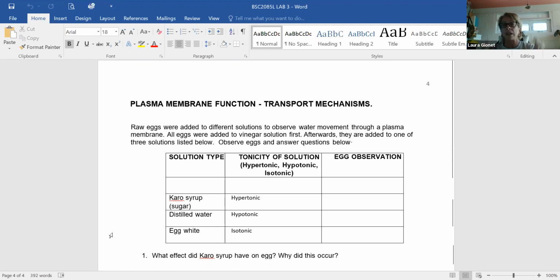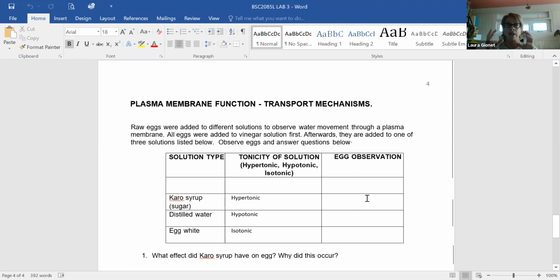And then you could go and look at the eggs. You go, oh, no kidding. That's right. That would look like that. Right. And I've identified for you which solutions were what kind of tonicity. That makes it easier. So the first one was a Karo syrup solution. This is a hypertonic solution. So what was the observation you saw?